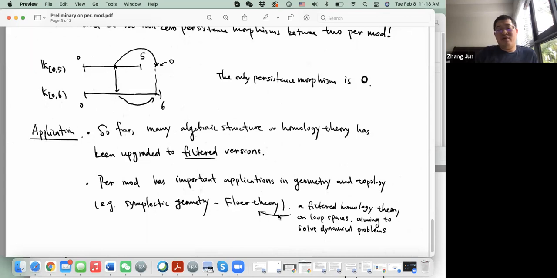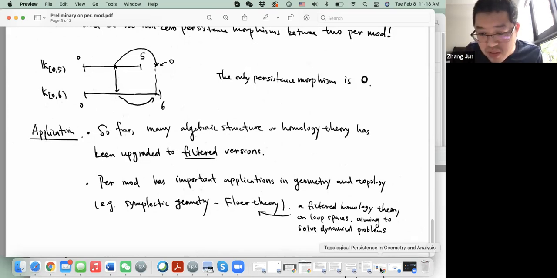And if you don't know, Floer theory is a filtered homology theory on the loop space, dealing with loops. And the origin of that is to try to solve some dynamics problems. Because it's a filtered homology theory, it's very natural to upgrade Floer theory into a filtered one. And that's the reason why the persistent module started to play some role in symplectic geometry.